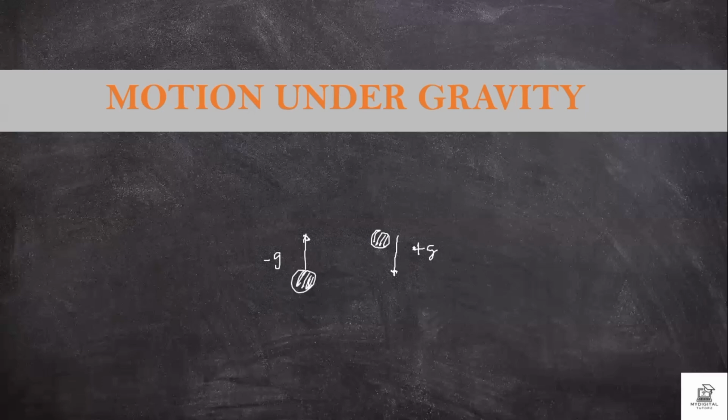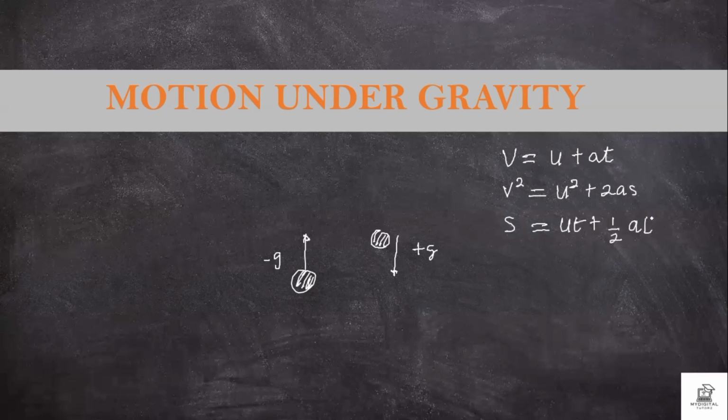Are we together? We are going to use the famous equations of motion, but with a little modification. The first one is V equals U plus AT. The second one is V squared equals U squared plus 2AS. The third one is S equals UT plus half AT squared. We're going to use these, but there are certain modifications here.